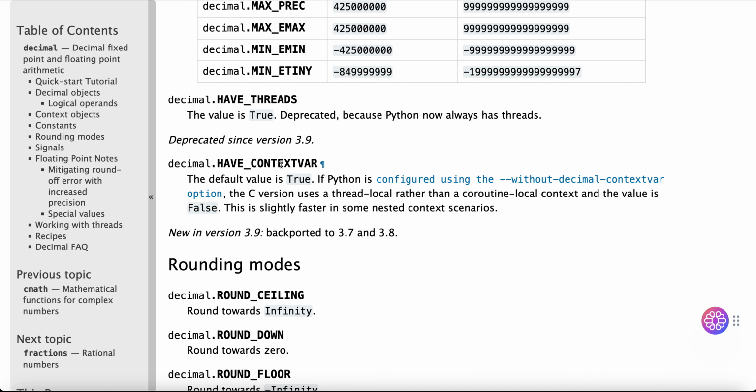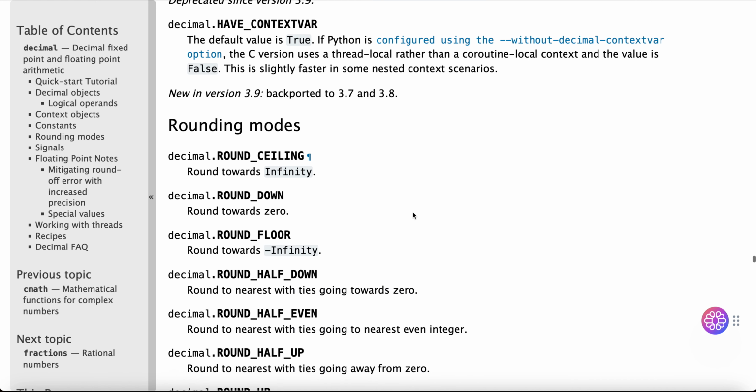decimal.HAVE_CONTEXTVAR: the default value is True. If Python is configured using the --without-decimal-contextvar option, the C version uses a thread-local rather than a coroutine-local context and the value is False. This is slightly faster in some nested context scenarios.